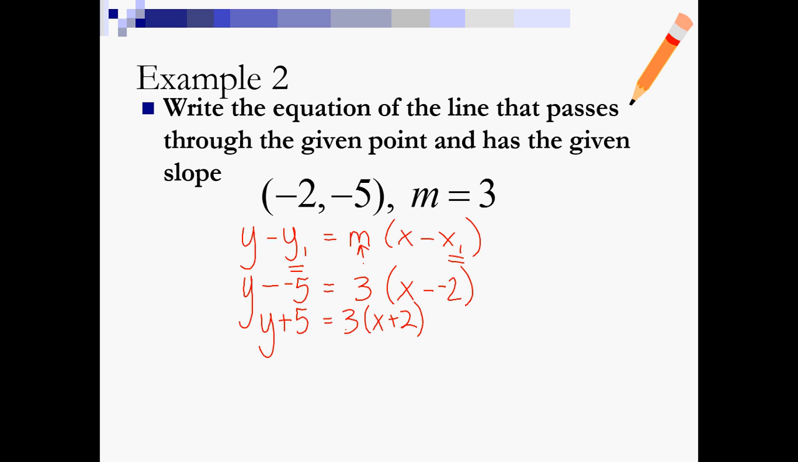So to get there, you would want to distribute the right side here, so 3x plus 6, make sure that you distribute that. And then we're going to go ahead and subtract that 5 over. And we have y equals 3x plus 1. So the equation of the line in y equals mx plus b form, or slope-intercept form, is y equals 3x plus 1. So notice our b value we found by plugging it into that point-slope form and then rearranging the pieces there to get the y alone.